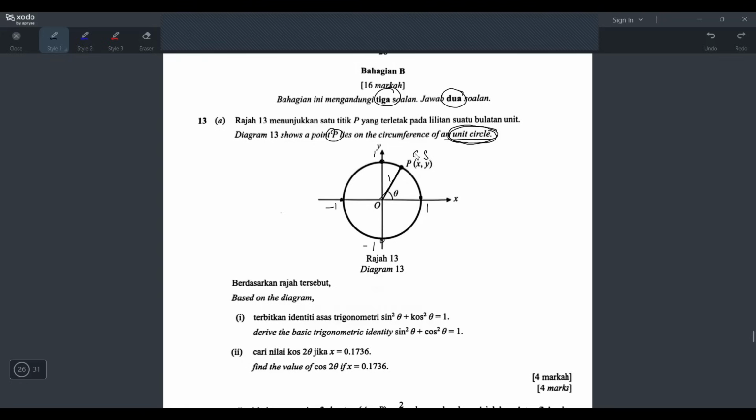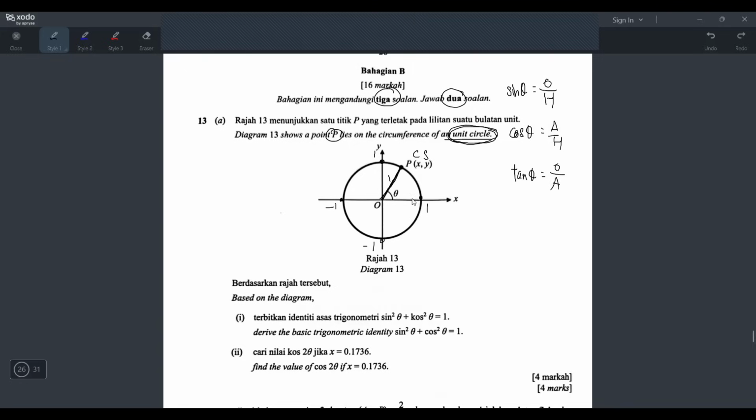The x coordinate will be the cos answer, the y coordinate will be the sine answer, but only if it's a unit circle. And I will explain to you why. It's because the radius is 1 unit. We all know the formula for sine theta is opposite divide hypotenuse. The formula for cos is adjacent over hypotenuse. Okay, let's write the tangent one also.